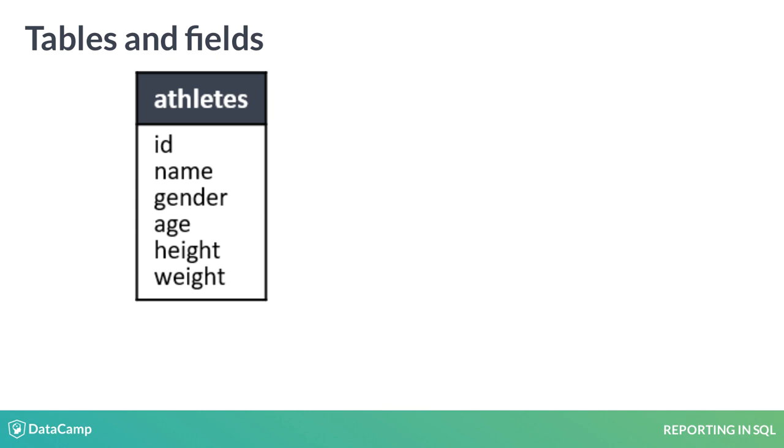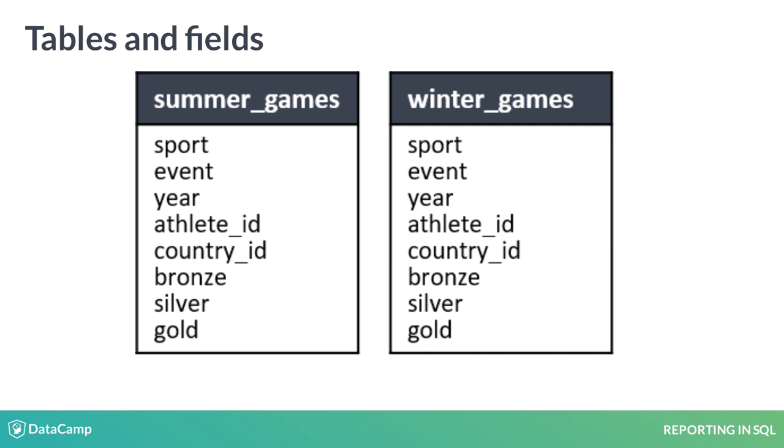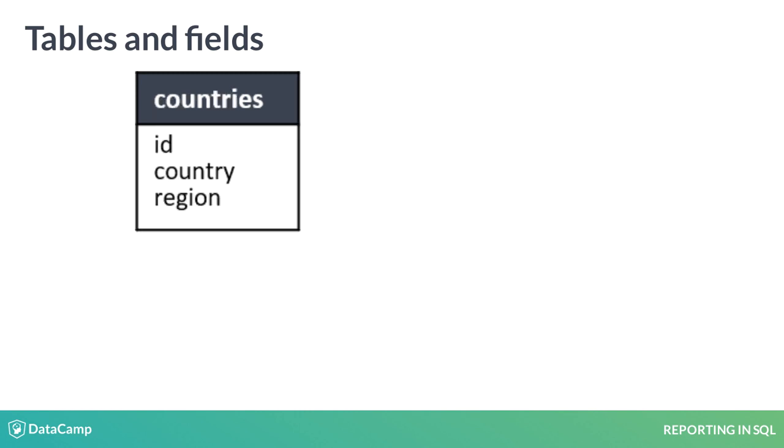The Athletes table appears straightforward. Each row represents an athlete, including their name, gender, age, height, and weight. The Summer Games and Winter Games tables have the exact same structure. Each row represents the results of a given athlete within an Olympic event. There are 3 fields that appear to represent the medalists in the event: bronze, silver, and gold. We will need to dig into these fields to understand their format.